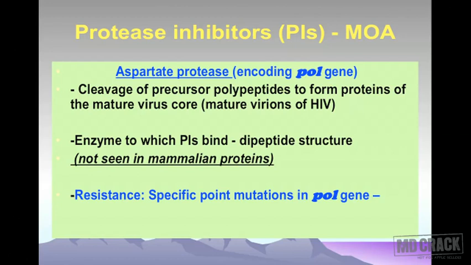How is resistance developed to the protease inhibitors? Resistance is developed by specific point mutations in the POL gene. I want you to remember this. Sometimes this can be helpful for the objective question. What is the name of the gene through which this specific point mutation takes place? Is there any partial cross resistance between the PIs? Yes, there is a partial cross resistance.